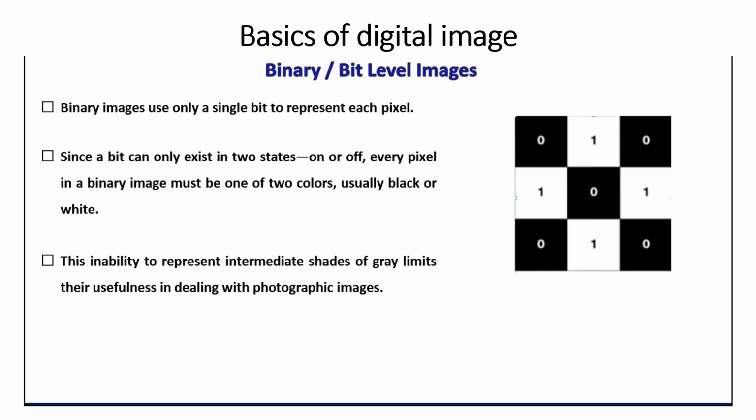Here is an example of a binary or bit level image, which has only 0 and 1. 0 is black, 1 is white. The inability to represent intermediate shades of gray limits their usefulness in dealing with photographic images. We can say they have two states, on and off.